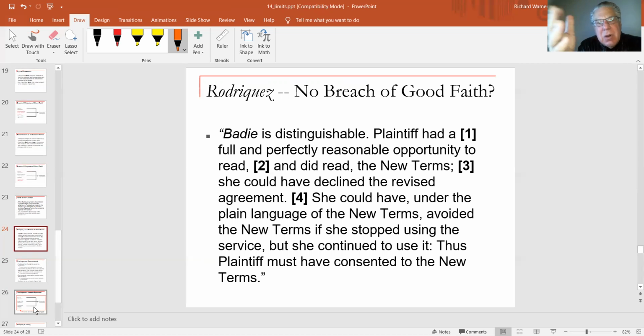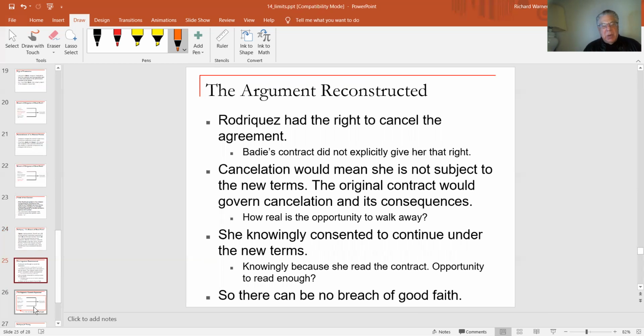I quoted in the slides so you'd have it handy, the language of the court. It's easier on the video if we turn to a summary I've given of this argument, which rearranges it a little bit and makes it a little easier to follow. But I wanted you to have the original words in the slides. Here's the argument reconstructed. So the court says, Rodriguez had the right to cancel the agreement. Remember when we discussed Beatty, I noted just in passing, there's no cancellation clause in Beatty, right?